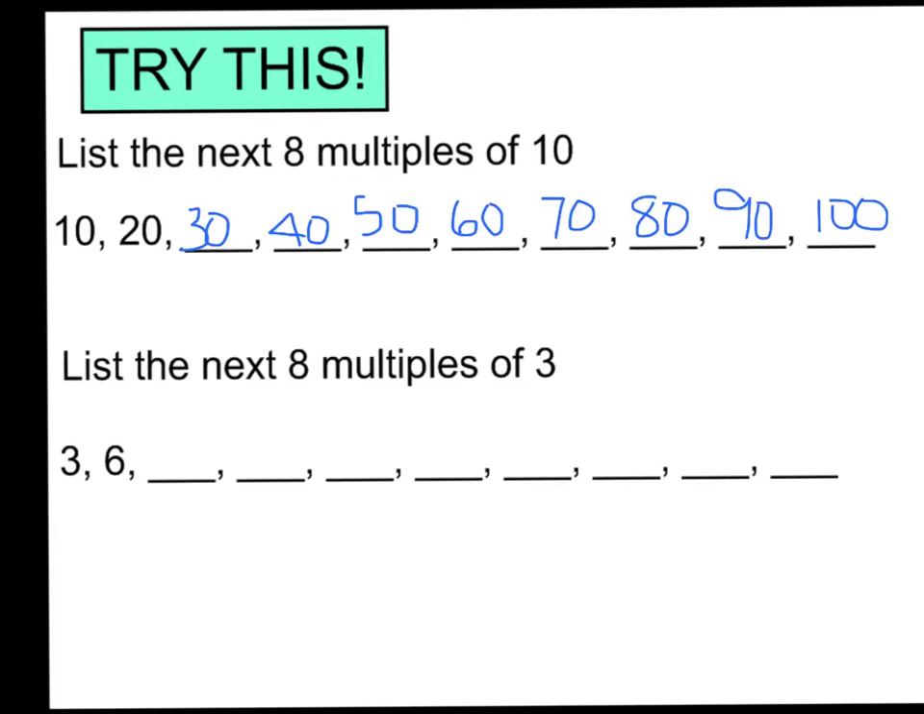Now we're going to list the next 8 multiples of 3. 3, 6, 9, 12, 15, 18, 21, 24, 27, and 30. Because 3 times 1 is 3, 3 times 2 is 6, 3 times 3 is 9, 3 times 4 is 12, 3 times 5 is 15, 3 times 6 is 18, and so on. So what you're doing is counting by threes by multiplying 3 by each of those consecutive numbers.